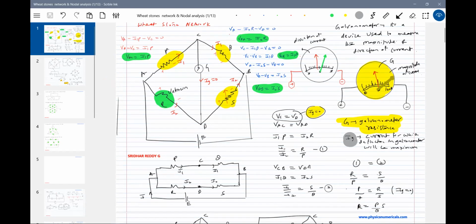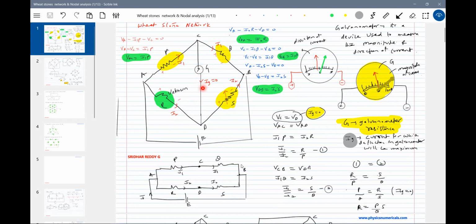At the same potential, you can remove this galvanometer. When you remove it, you'll get a situation like this. Then if I ask you to find the effective resistance, P and Q in series, the effective P plus Q, will be in parallel with R plus S. Like that, we can simplify the network also. The unknown resistance which we are supposed to find out, we have determined. Look here. When the bridge is balanced, the current through the galvanometer will be 0.